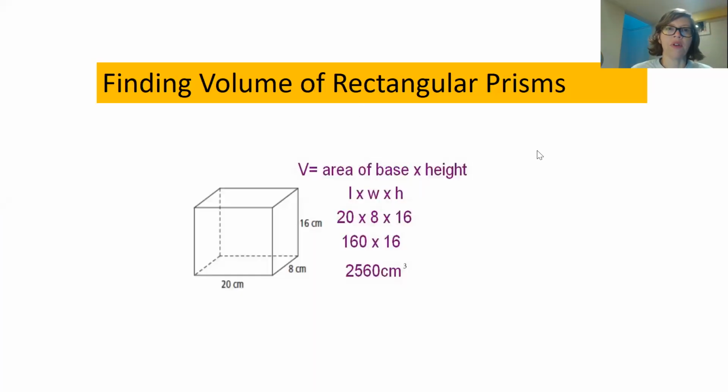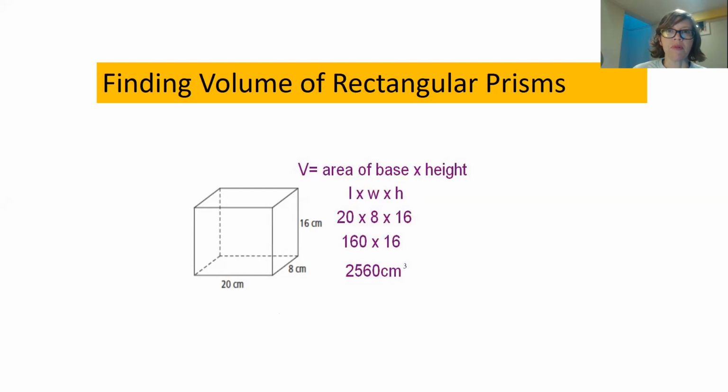Okay, so just to review, finding the volume of a rectangular prism, you are going to find the volume by multiplying the length times the width times the height. Another way you could say it is finding the area of the base times the height, but the easiest way to think of it is length times width times height. Okay, so 20 times 8 times 16 gives you 2,560 centimeters cubed, or cubic centimeters.